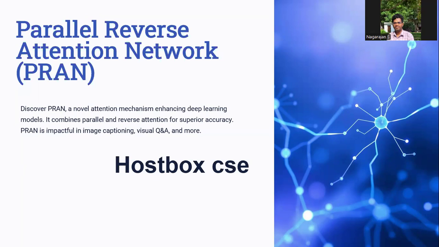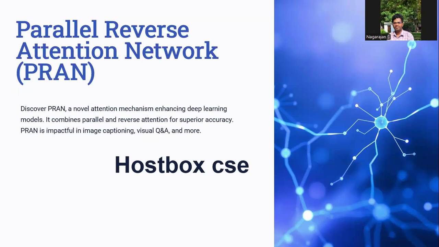So we have to continue the topic called PraNet, that is the parallel reverse attention network mechanism. It's one of the novel, unique attention mechanisms that is helpful to extend deep learning models, and it contains parallel and reverse attention for more accuracy. Moreover, it is very useful in the field of image captioning, visual QA, etc. So here are the basic things of the parallel reverse attention method.